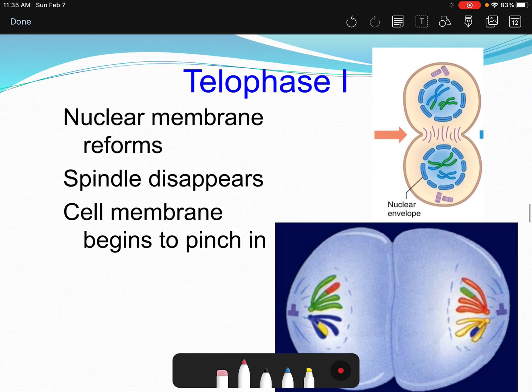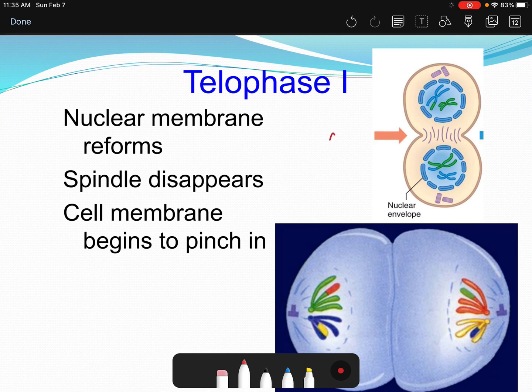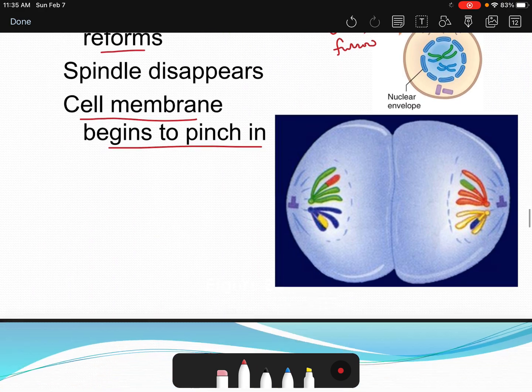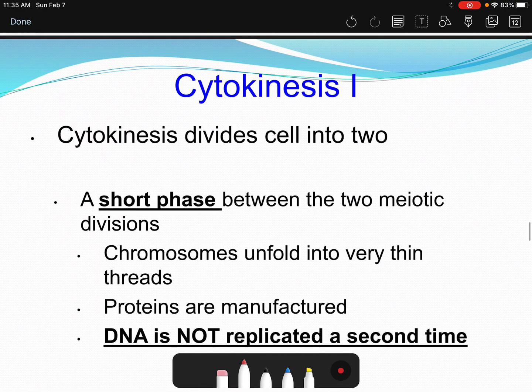And in telophase 1, you notice that the cleavage furrow is pinching in right there. And your nuclear membrane's starting to come back. Your spindle starts to break down. Cell membrane begins to pinch in that cleavage furrow. And then we have cytokinesis 1. And again, that's going to divide that cell into 2 cells.